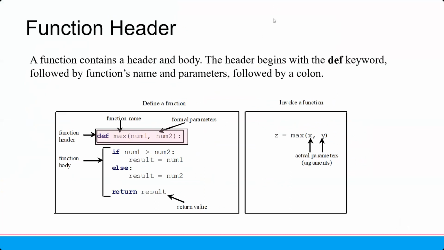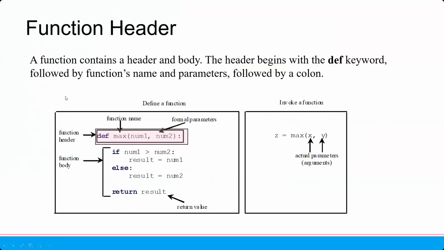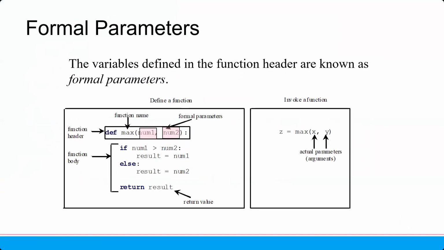A function contains a header and a body. So this is the header and this is the body. The header begins with the def keyword, followed by the function name and parameters. The variables defined in the function header are known as formal parameters. So we have this one as the formal parameters.